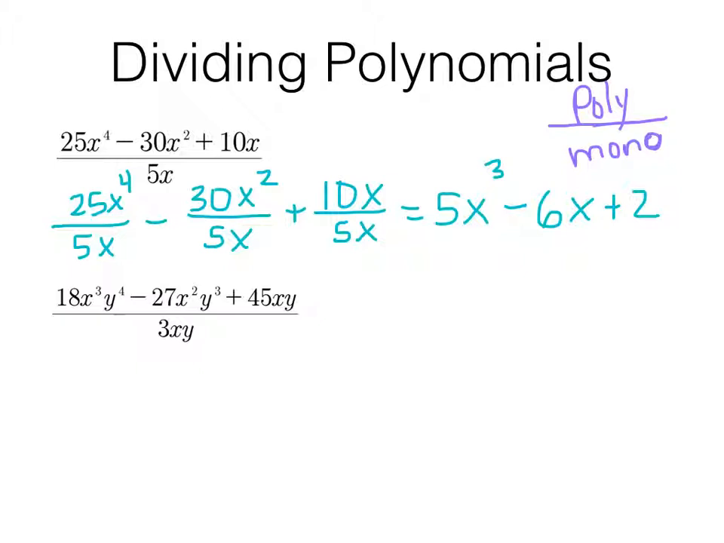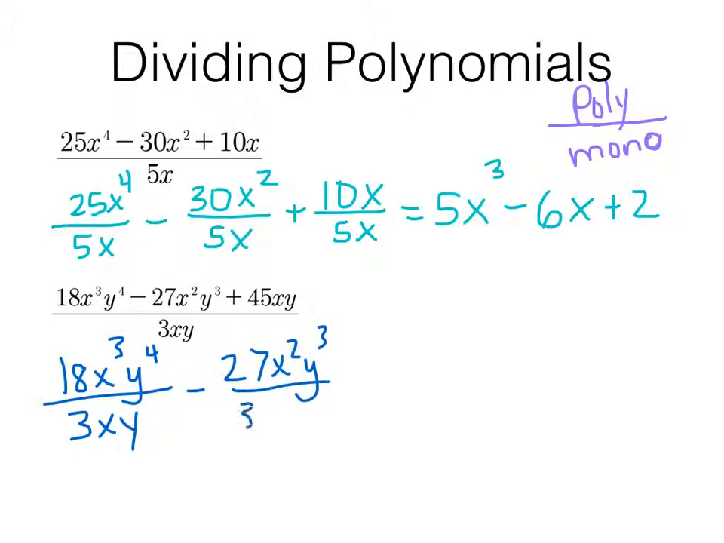Why don't you take a look at the second one with me? I was going to say, oh, you could do this one by yourself. Nah, let's do this together because it's kind of hideous. 3 separate fractions. So 18x cubed y to the 4th over 3xy minus 27x squared y cubed over 3xy plus 45xy over 3xy. Now I am going to pause it, and I want you to simplify that and then write your final answer. Your answer will be a trinomial. Okay, have at it.